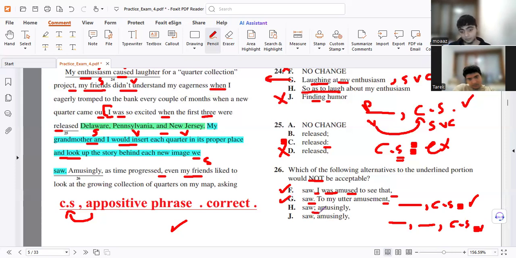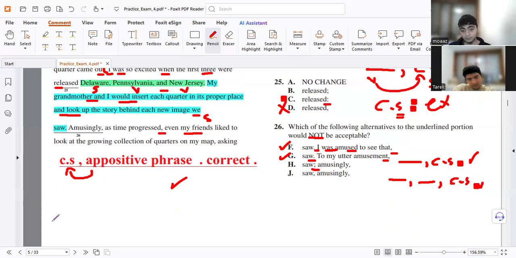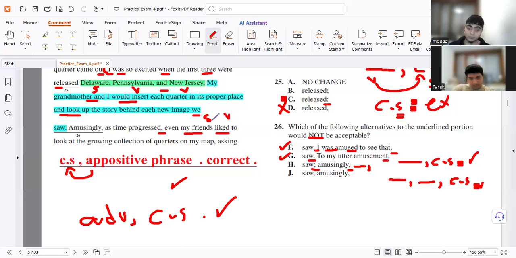Now H. Before the semicolon, complete. After the semicolon, we have an adverb. Look, adverb, comma, complete sentence, full stop, correct. Because this adverb modifies one. Look, comma, non-essential, and then my friends liked to look amusingly. How did they like to look at it? Amusingly. So the adverb is the verb of this sentence. So correct.